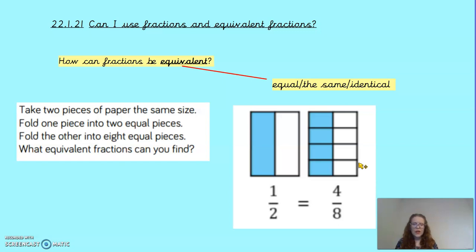Okay, can you find any other equivalent fractions using a piece of paper? How could you do it? I'd love to hear or see some of your findings. When you're ready, move on with us to the next bit.